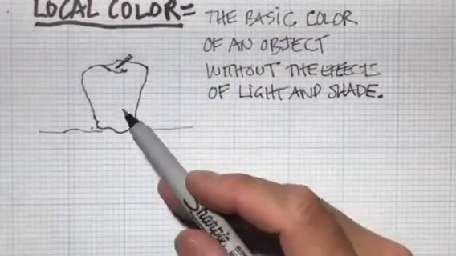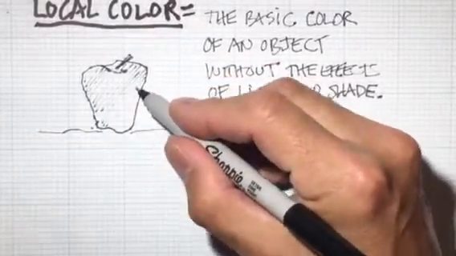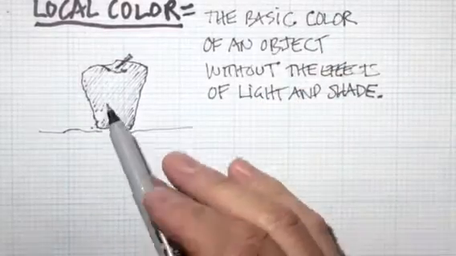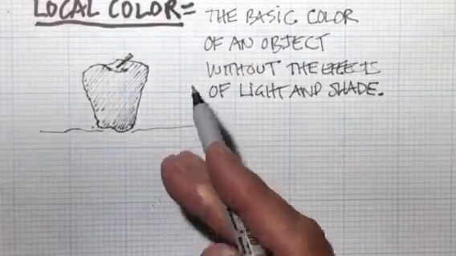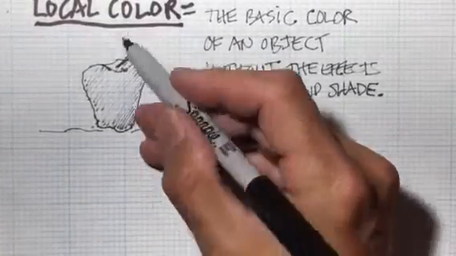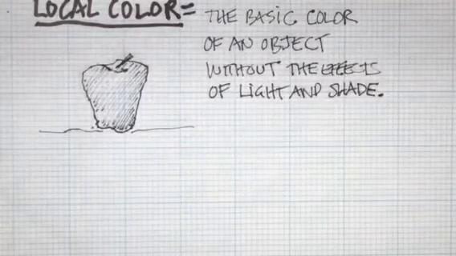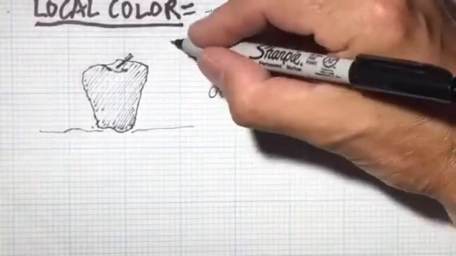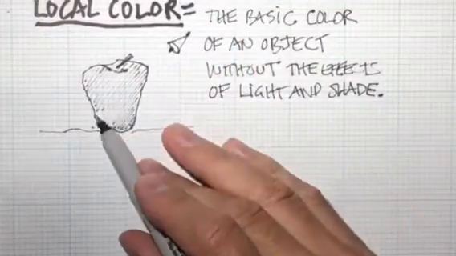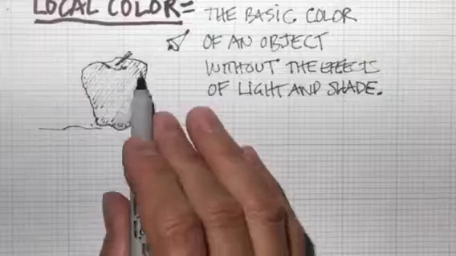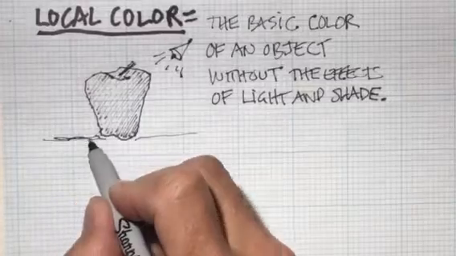If we look at this apple on our watercolor paper, that might be just a medium red color, and that would be the local color. Just the basic color of the apple would be red. Now, if we introduced a bright light source from this angle over here, the local color is the basic color of the object without any effects of light or shade.